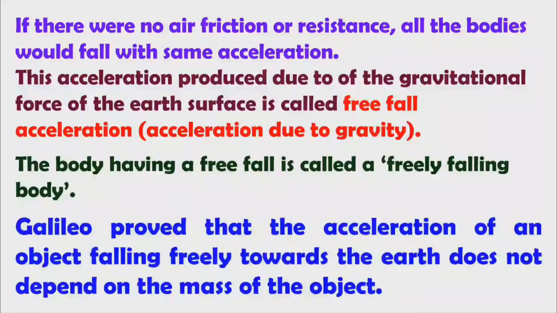Galileo proved that the acceleration of an object falling freely towards the earth does not depend on the mass of the object. Already we discussed that small g does not depend on the mass of the object. This was proved by Galileo Galilei, also called the father of modern science.